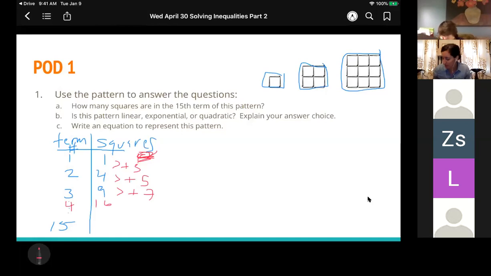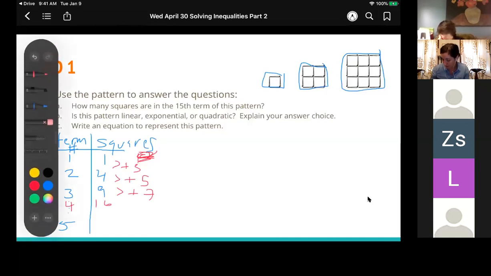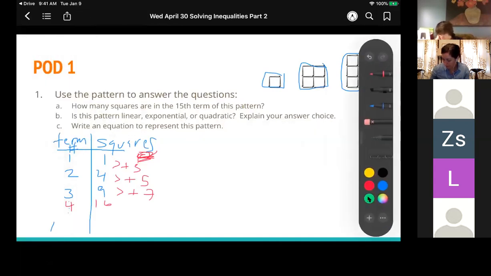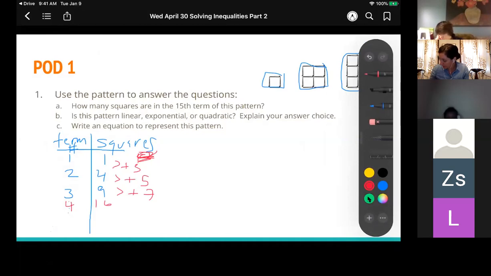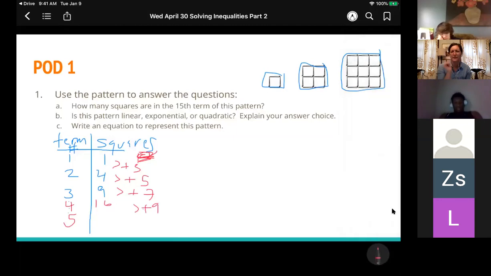Maybe I'm going to put the next one in, and maybe the next one will help you see. Let me erase that. Maybe if we put 5 in there, Joe, what would I add next? What would we have to add? Oh, you would add 9, my bad. We would add 9. Yeah. Okay, so someone other than Joe, what would the 5th term be?